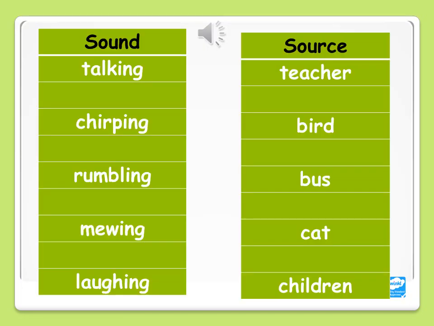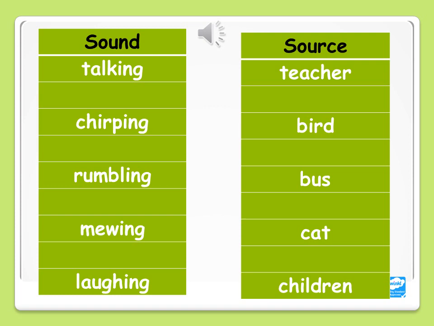Right, now this is a sheet which will help you when you're doing your homework, okay? I will read the sound and the source. So the sound which that source makes, and the source is where it's coming from, okay? Now talking, the sound is talking and the source is teacher. Chirping, who chirps? Very good, the source is the bird. Rumbling, rum rum, the source is the bus.